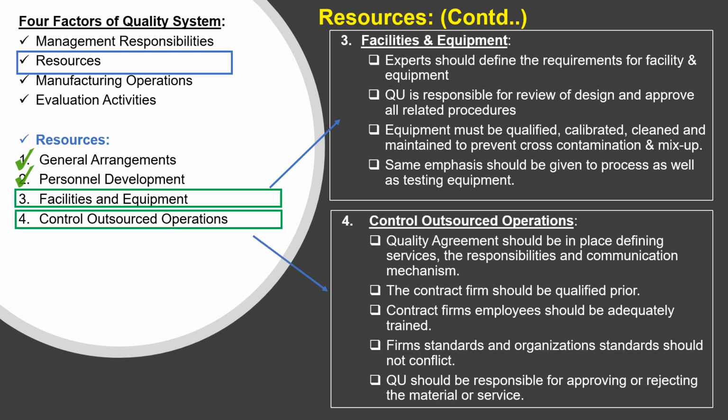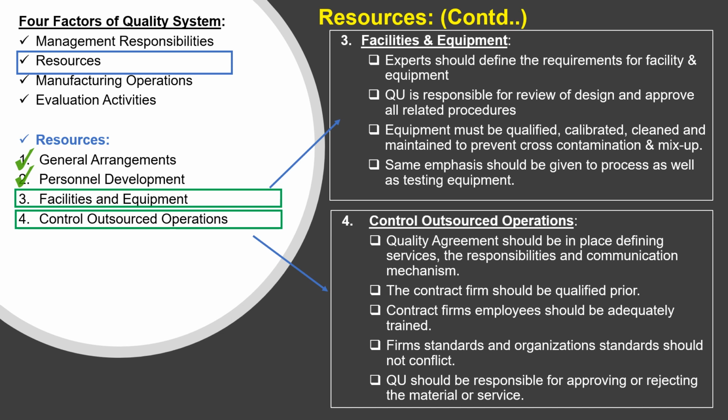Now the last point under resources is control on the outsourced operations. For outsourced activity, quality agreement should be in place for all the services, defining the details, the responsibilities, and the communication mechanism. The contract firm should be qualified prior to handling any of the outsourced activities.